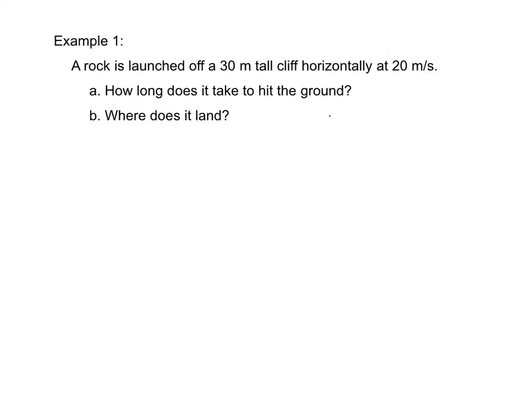Alright, let's start off with example number 1. A rock is launched off of a 30-meter tall cliff at 20 meters per second horizontally. The first thing you need to know is that the rock moves 30 meters downward from the top of the cliff, meaning that the cliff is 30 meters tall. We've got that right there.